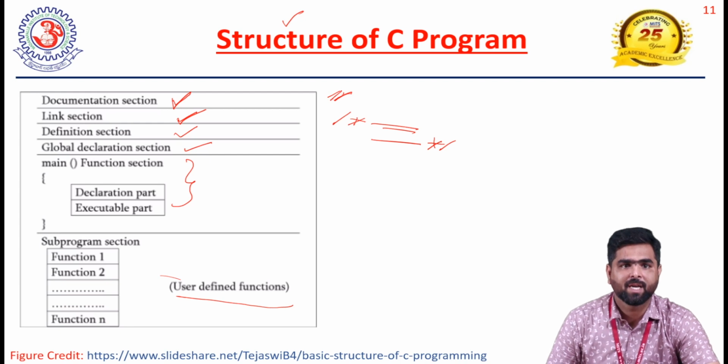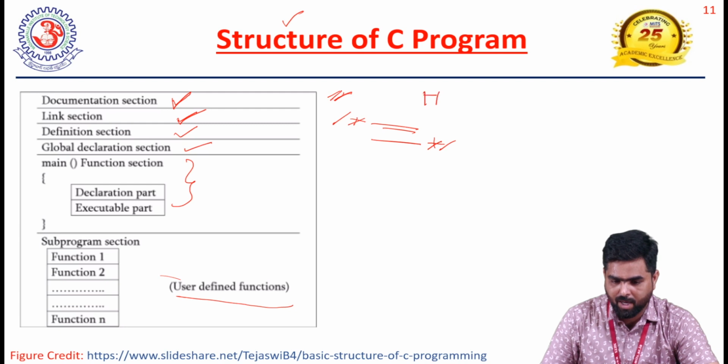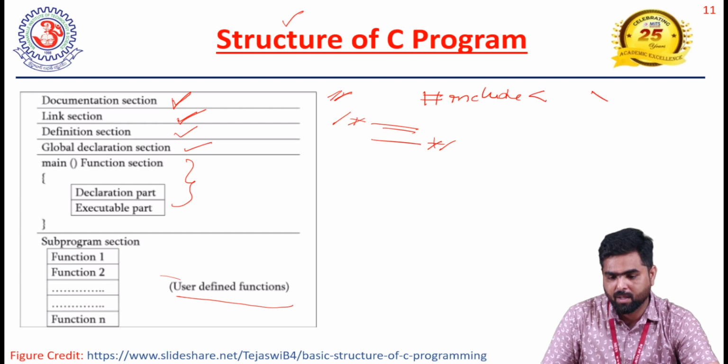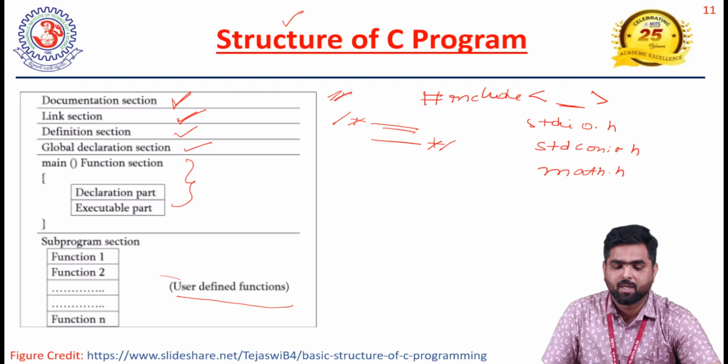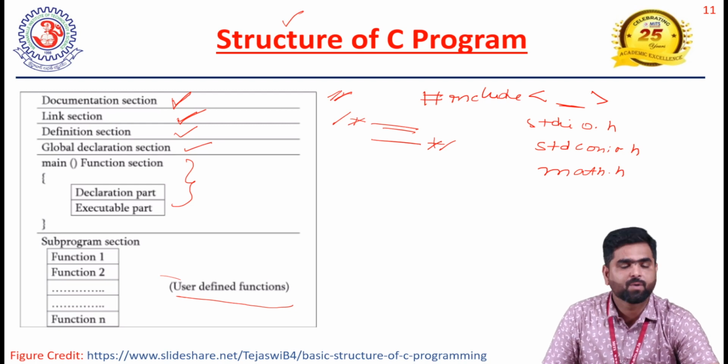In order to link any kind of library, we use the #include statement. Here, in between these braces, we need to write the library name. For example, some of the library files are stdio.h, conio.h, math.h. So these are some of the libraries that we use in the C language.